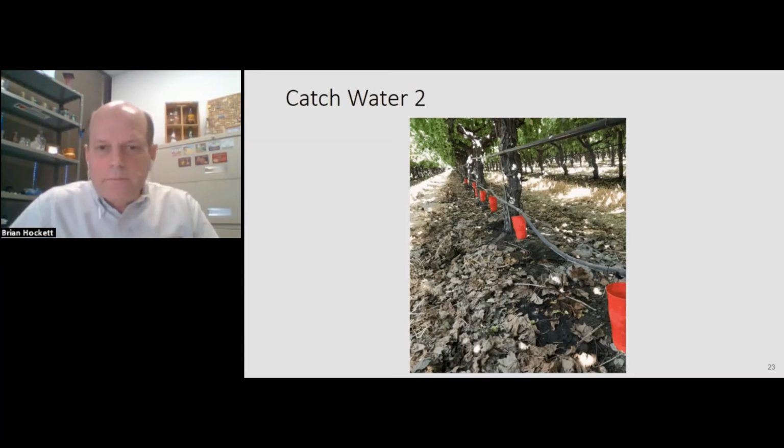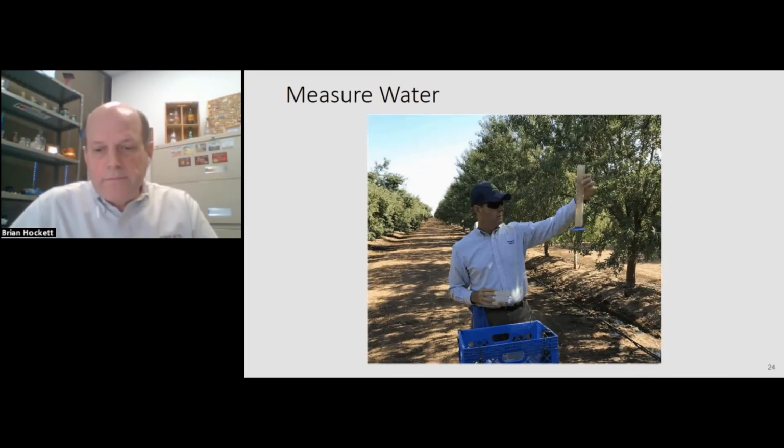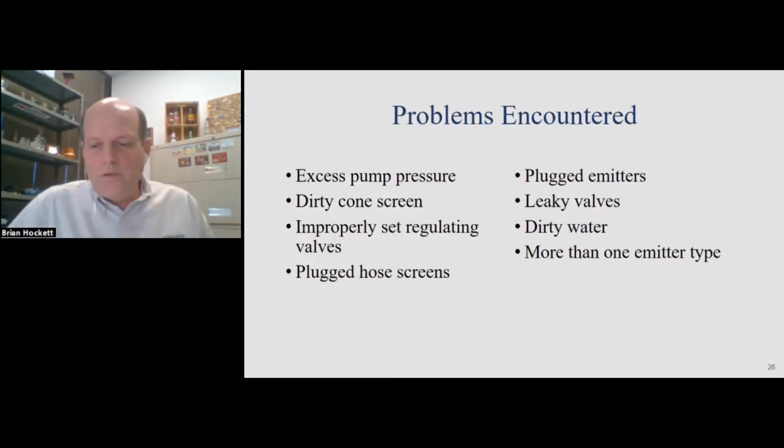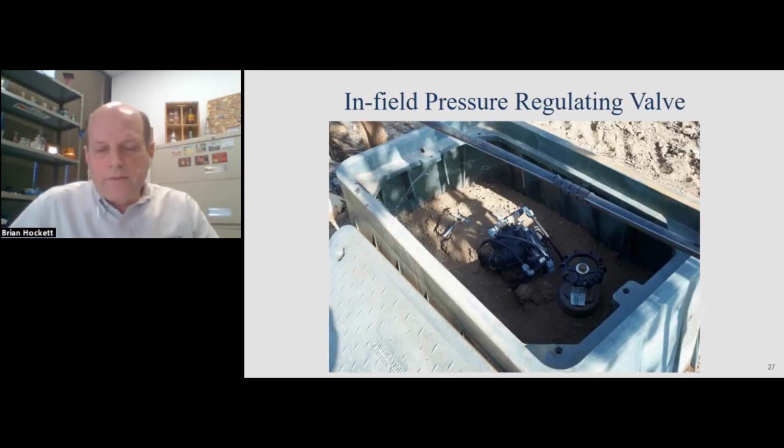As we're catching water, we need to measure it. So this is what generates the DU. But while taking all these measurements and developing these numbers, we're also looking for any problems we might find in the orchard or vineyard or wherever we might be. So these problems that may impact the overall performance. Some of these things we observed at the filter station, like pump pressure, dirty filters, while the rest are out in the field, such as in the regulating valves.